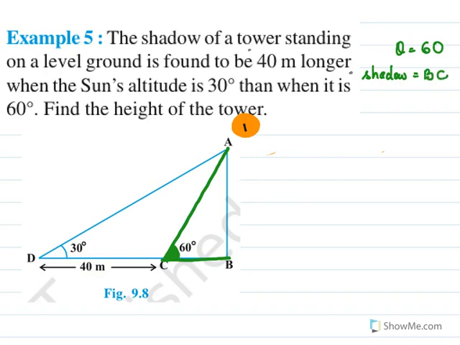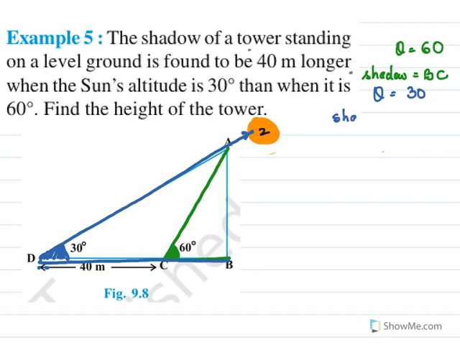Now the sun goes lower down, say position 2, and now the angle of elevation is 30 because the sun has gone lower down. I think I put it in blue. So here is the angle of elevation, a little lower, which is 30. And now the shadow is this entire BD. So when theta is 30, the shadow is BD.